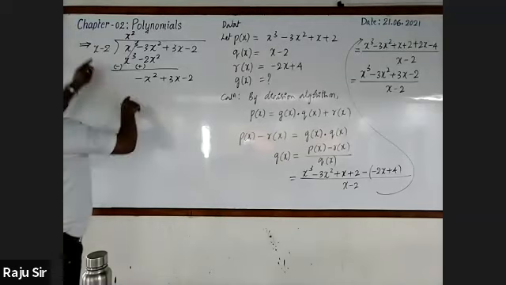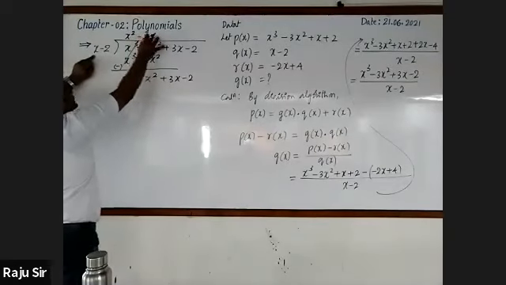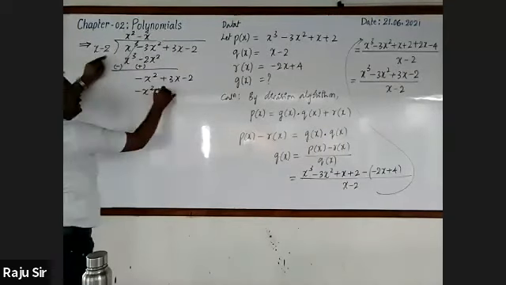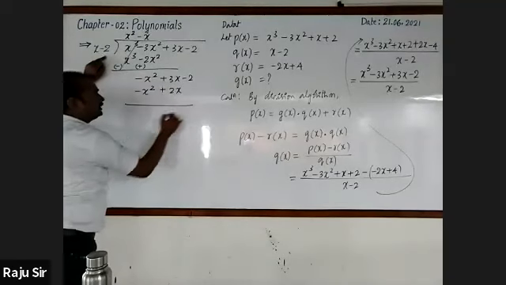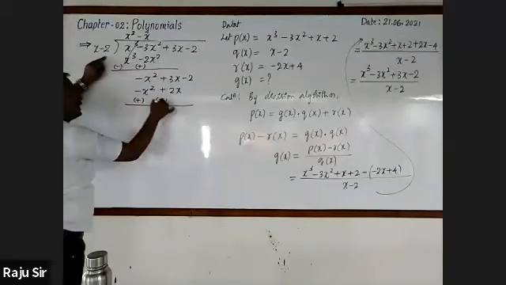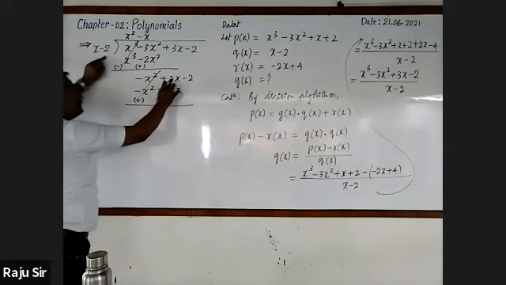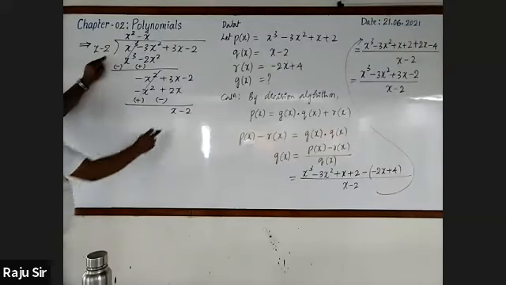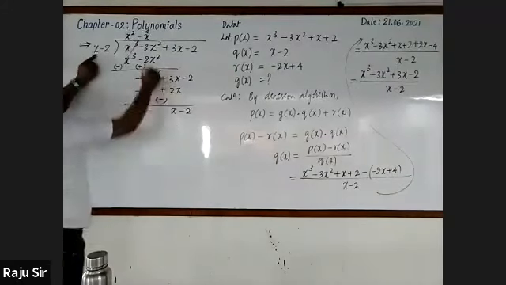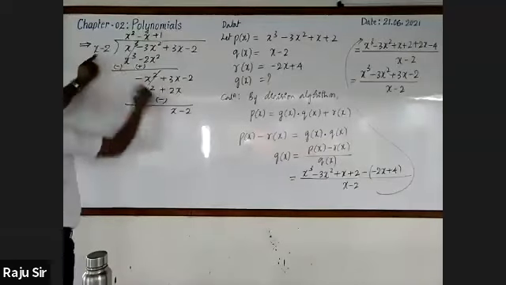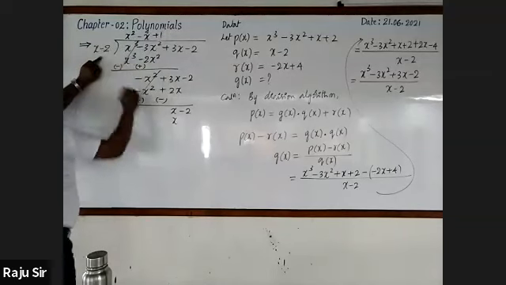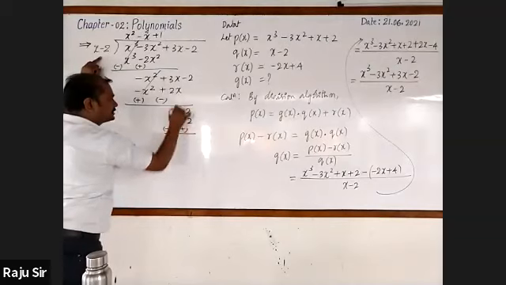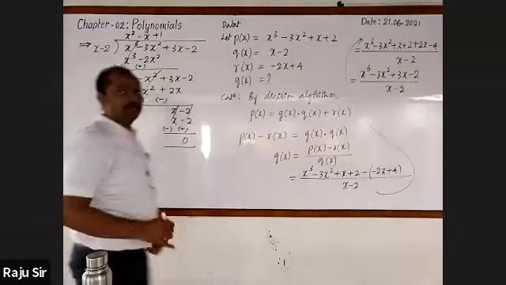Next, we have to multiply minus x into x, minus x square, and minus x into minus 2, it is plus 2x. Then change the sign. It is plus, this is minus. These two get cancelled. 3x minus 2x is 1x minus 2. Next, with x, we have to multiply 1. So 1 into x is 1x, 1 into minus 2 is minus 2. Change the sign. So minus, this is plus. Both get cancelled. It is 0.